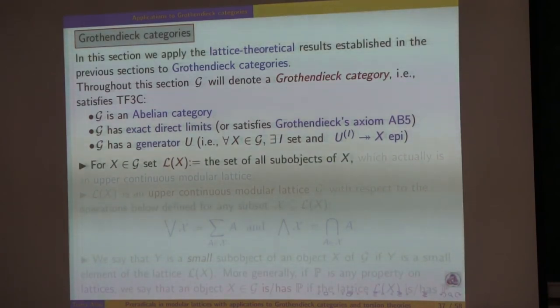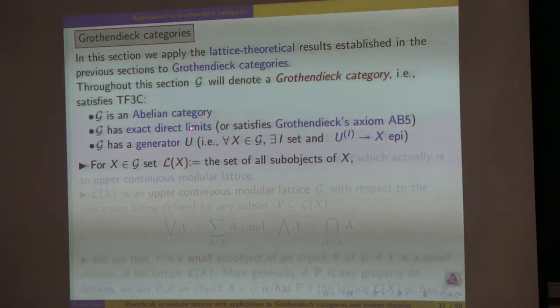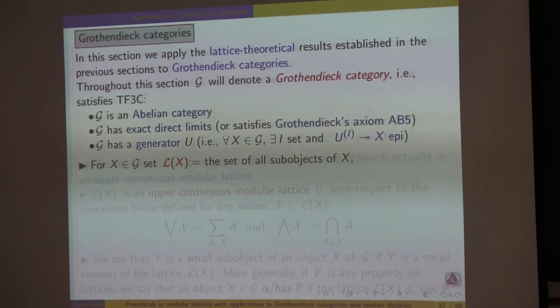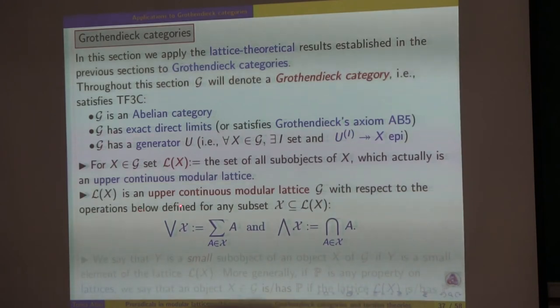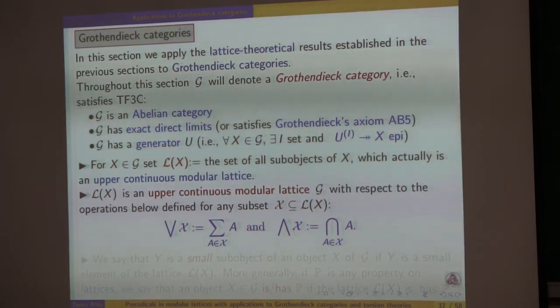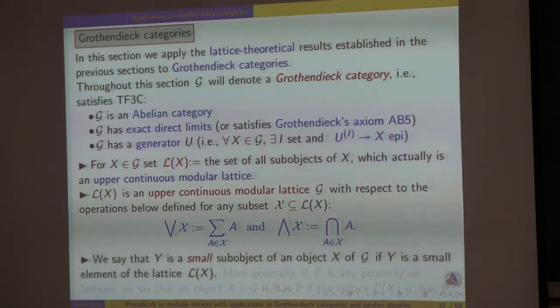Now, what is important? For any x in G, we denote by L of x the set of those subobjects. It is a set, because it has a generator. Generally, not a set. Yes. Okay. Which actually is an upper continuous modular lattice. This is an upper continuous modular lattice. What are the operations? The union of x is the sum, and the meet is the intersection. We say that the element y, the object y, is a small object.